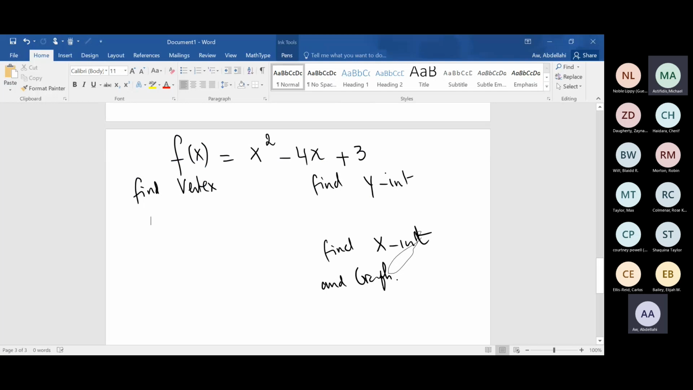I'll let you find the vertex, I'll let you find the y-intercept, I'll let you find the x-intercept. Remember, the x-intercept is when you solve the equation equal to 0. You can either use the quadratic formula or you can factor, okay? If the expression is nice enough, if you can factor it. If you cannot factor it, you use the quadratic formula, all right? I'll give you a couple of minutes to find them. And then we're going to graph.